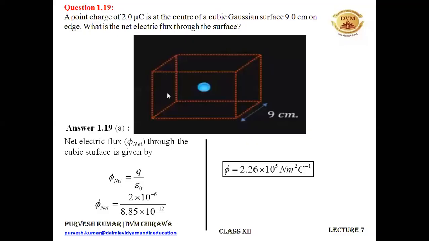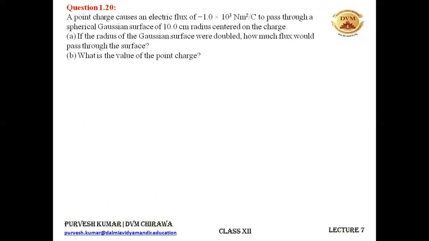Now let us discuss question 1.20. In question 1.20, it says that there is a point charge which causes an electric flux of minus 1.0 into 10 to the power 3 Newton meter square per coulomb to pass through a spherical Gaussian surface of 10 centimeter radius centered on the charge. So the charge is present at the center of a spherical surface.